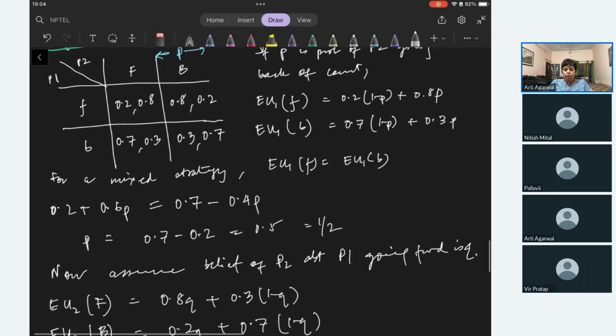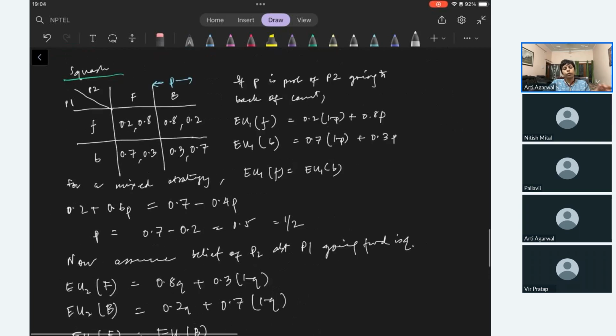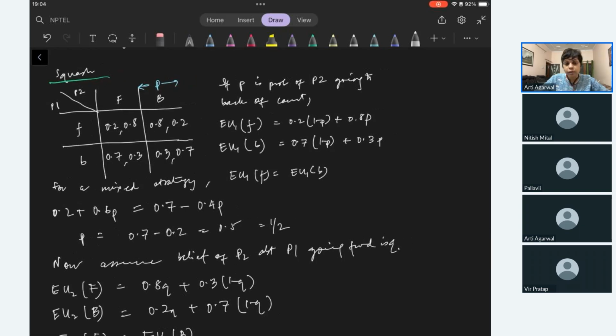So this is a very simple 2x2 game of squash, which we discussed. And the question in your assignment is for a slightly different game, I think a penalty kick game. We'll come to the penalty kick also. But this is a similar kind of setting in which you apply the same concepts.